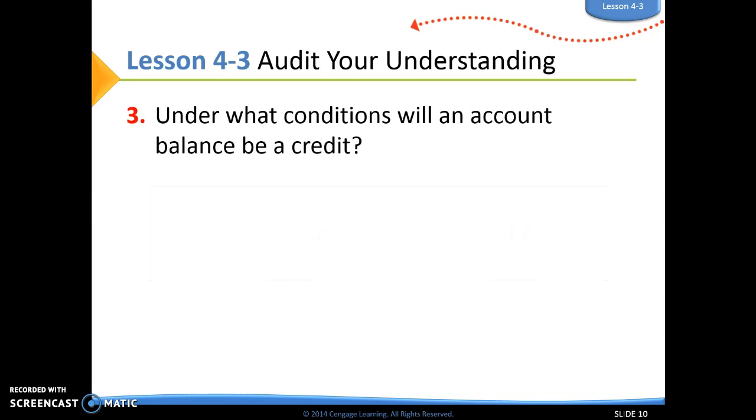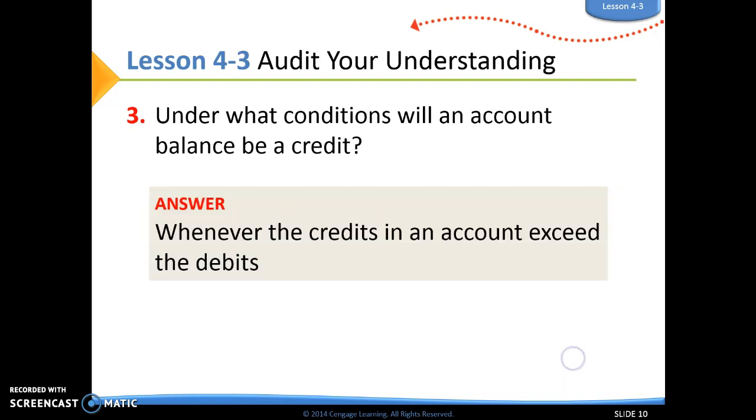Number three, under what conditions will an account balance be a credit? That is just vice versa from the debit. Whenever the credits in an account exceed the debits. So again, if we have a debit and a credit to an account, and the credit amount is higher, if we subtract, the credit amount is higher, it has a credit balance. Two credits to that account, we add those numbers together, and it is a credit balance.